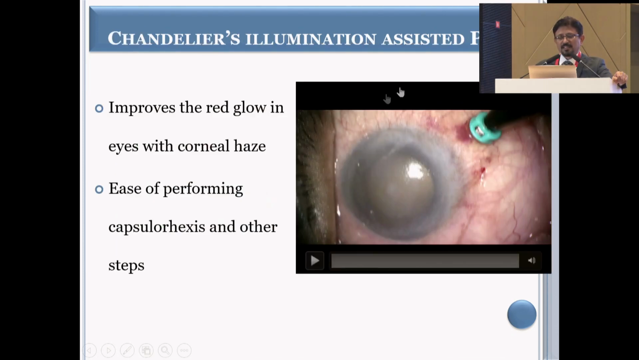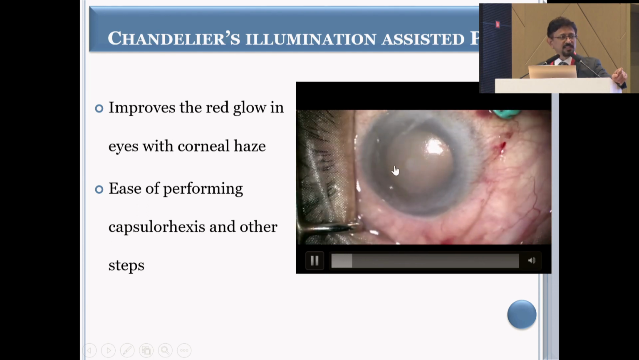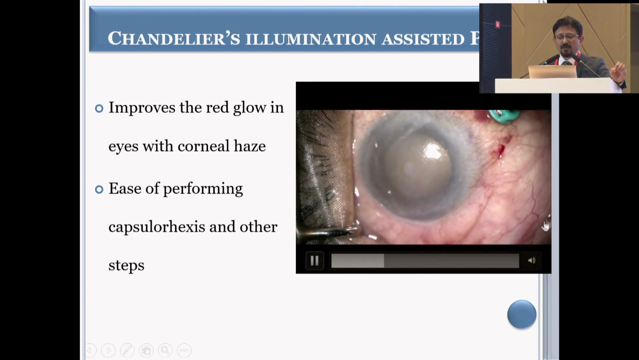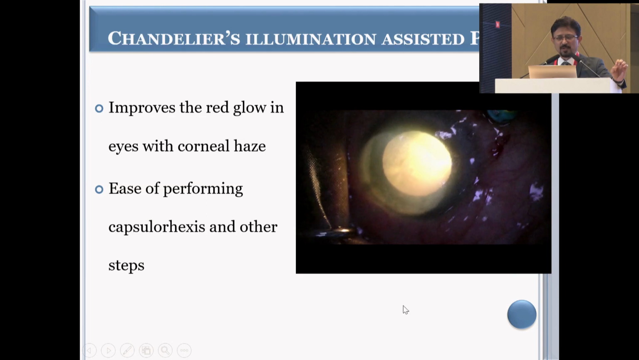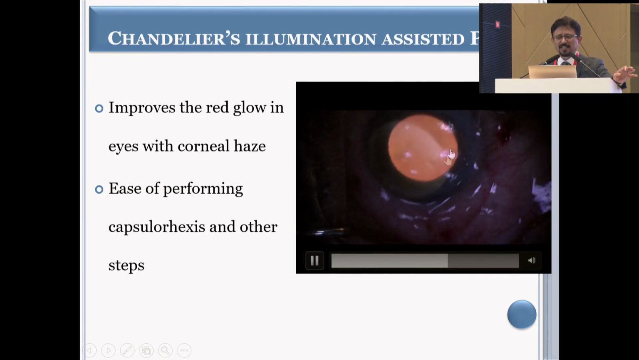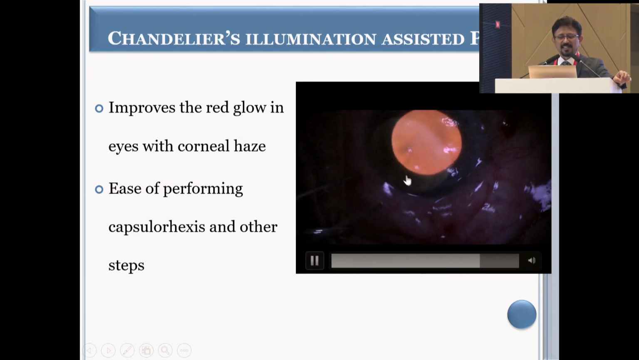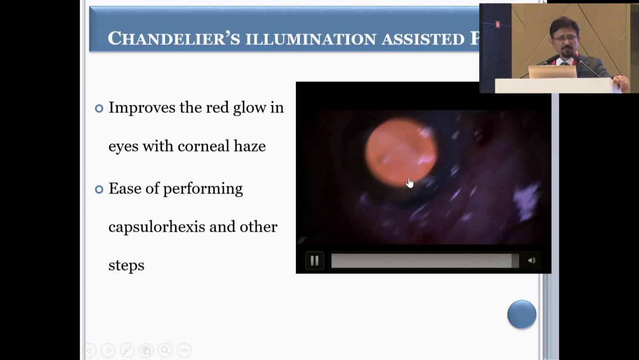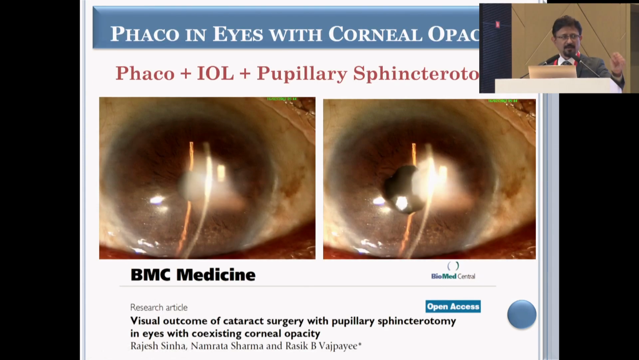Another important method to improve visualization is the use of chandelier illumination. In a case of a hazy cornea, you can put chandelier illumination, you can get a very nice glow, and you can do a nice rhexis and all the nuclear procedure, etc. you can complete with the help of a chandelier illumination.